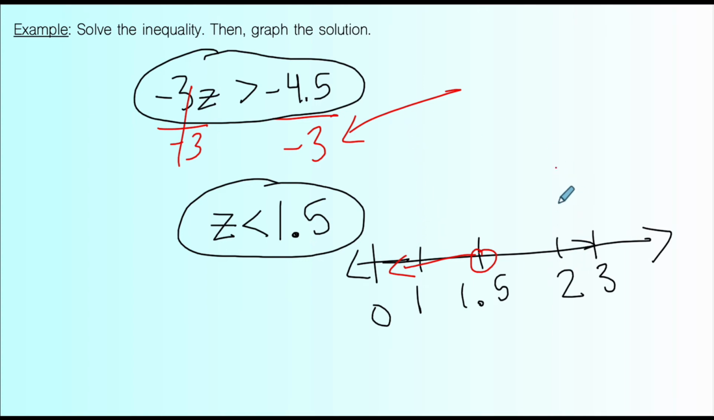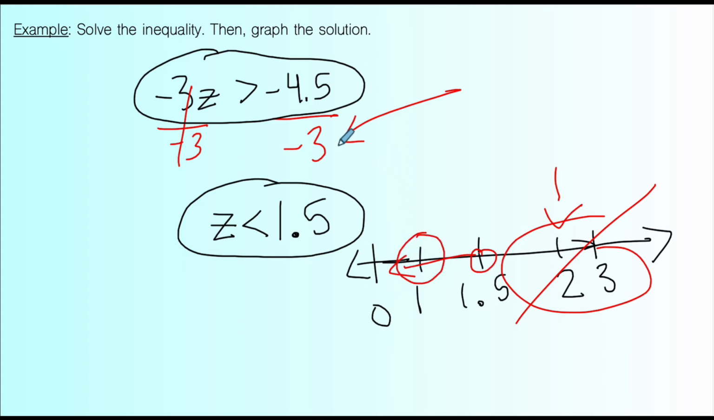If I picked positive 2, for example, 2 times negative 3 is negative 6. Negative 6 is not greater than negative 4.5. So none of this stuff is going to be true. All of my true stuff should be to the left of positive 1.5. So let's choose positive 1 to test it out. Negative 3 times 1 is negative 3. And negative 3 is greater than negative 4.5. Aha! So I know that all of my truth is going to be to the left of positive 1.5.